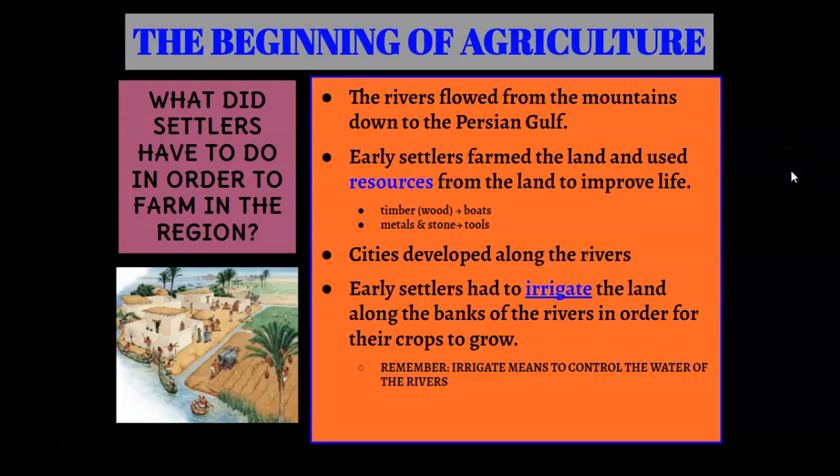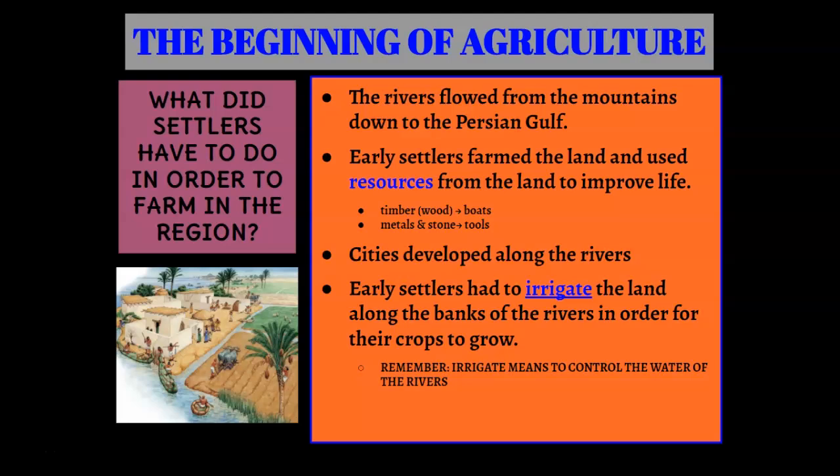The beginning of agriculture. The rivers flowed from the mountains down to the Persian Gulf because rivers flow from very high elevation to low elevation, and elevation is just how high something is. So really, rivers flow from high ground to low ground. So they flow from the mountains, which are the high ground, all the way to the Persian Gulf, which is at sea level. So that is the lowest level.